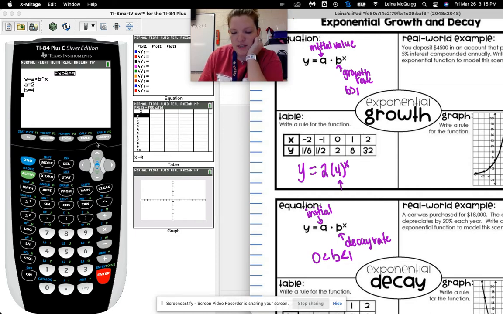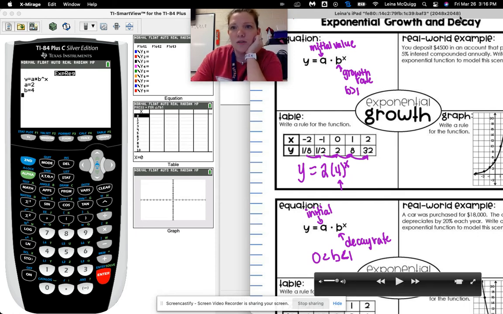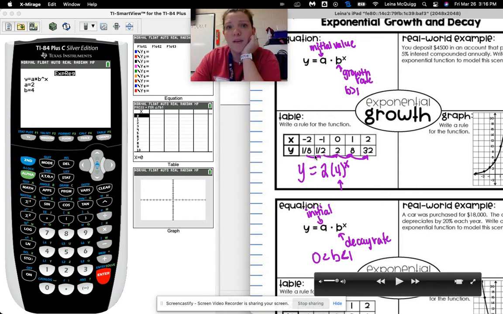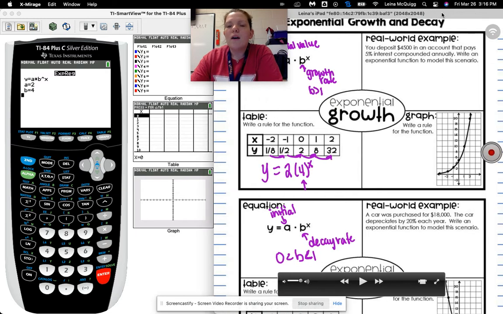Okay, we can see on our table that 1/8 grows to 1/2. 1/2 is bigger than 1/8. 2 is bigger than 1/2. 8 is bigger than 2, and 32 is bigger than 8. So we can see that our y values are increasing, okay? So this is another way we can see exponential growth on a table. If you're asked, does this table represent growth? You can say yes, because all my y values are increasing. All right.